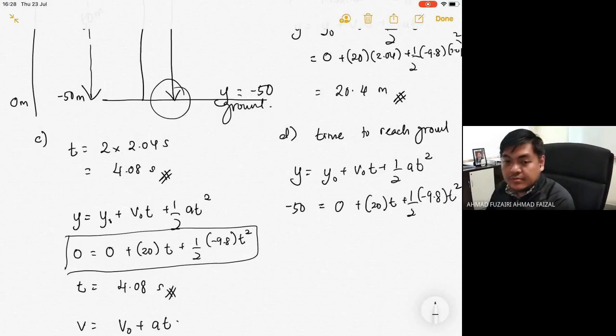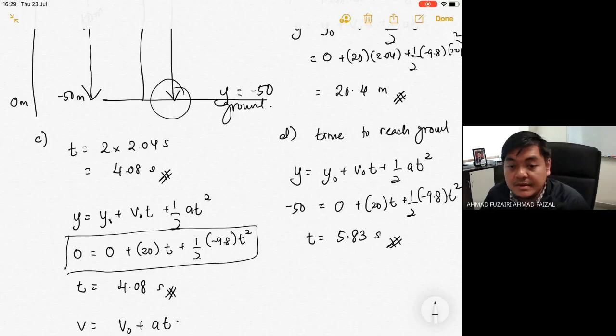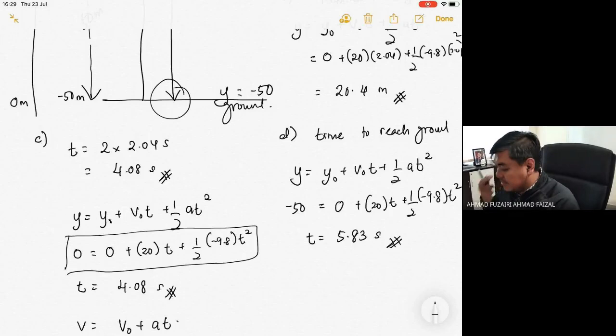Then again, you will get this into a quadratic function and use your calculators. Don't do a normal quadratic solution like you did in add maths. Use your calculators, just punch in the values, and make sure it's correct. And you will have t equivalent to 5.83 seconds. Just eliminate the value that has negative seconds. So the answer is t equals 5.83 seconds.